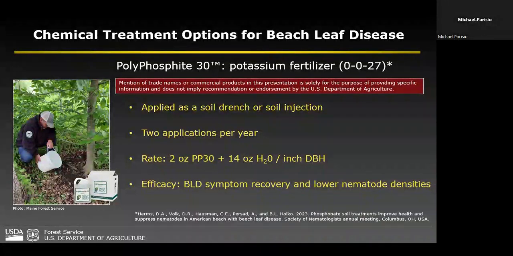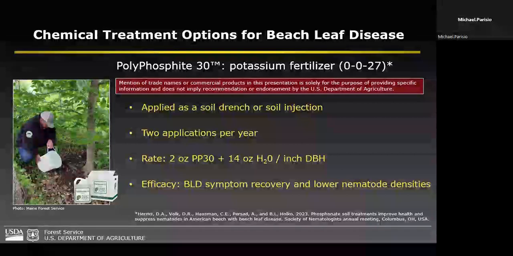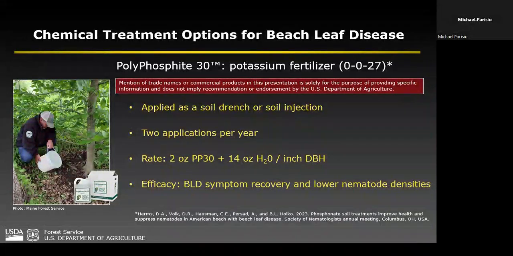The application is actually very similar to what people use on hemlock, using imidacloprid to treat things like scale and adelgid. It's just 2 ounces of chemical that you scale for every inch in DBH, and you do a root drench. So we're going to play around with dosage response.